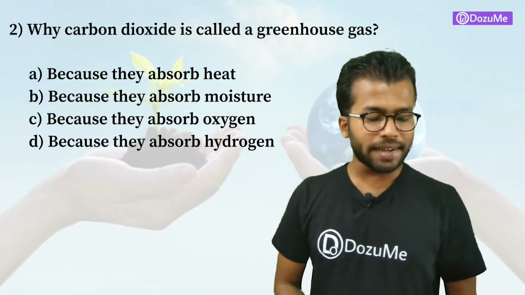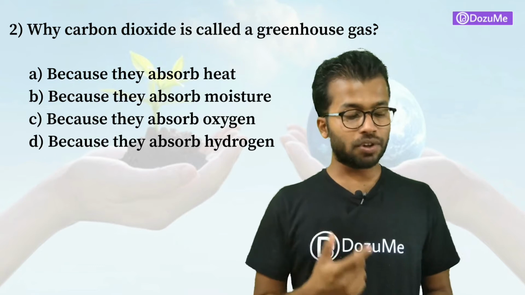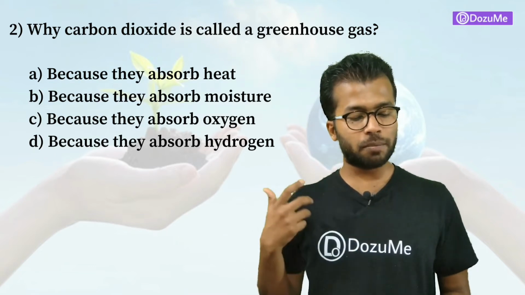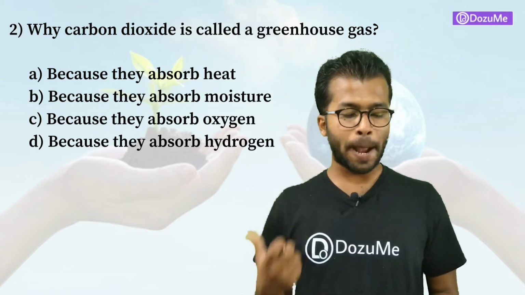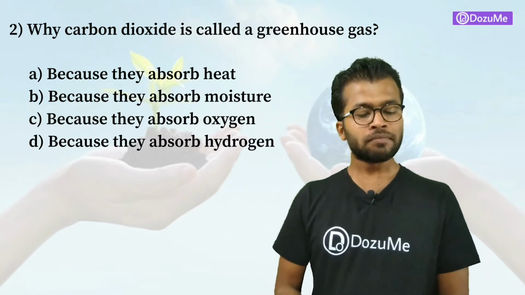Question number 2. Why is carbon dioxide called a greenhouse gas? Because they absorb heat, because they absorb moisture, because they absorb oxygen, because they absorb hydrogen. If you know the answer, comment it with the specific question number 2.